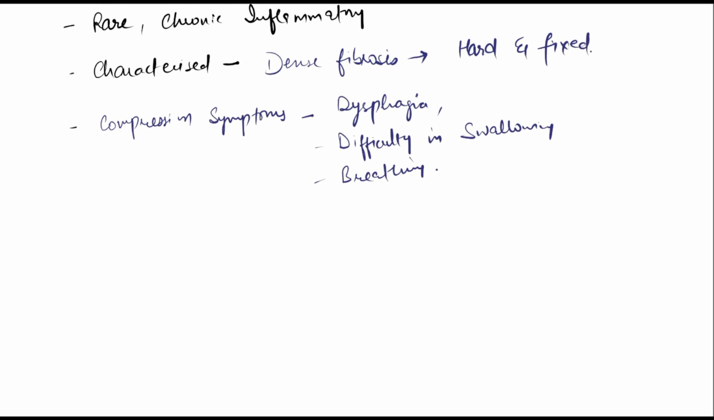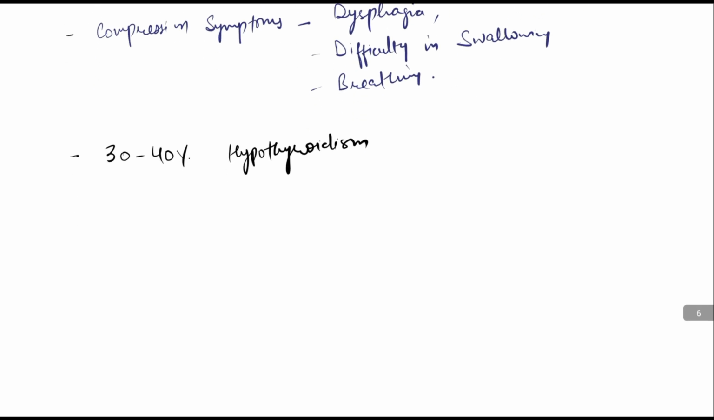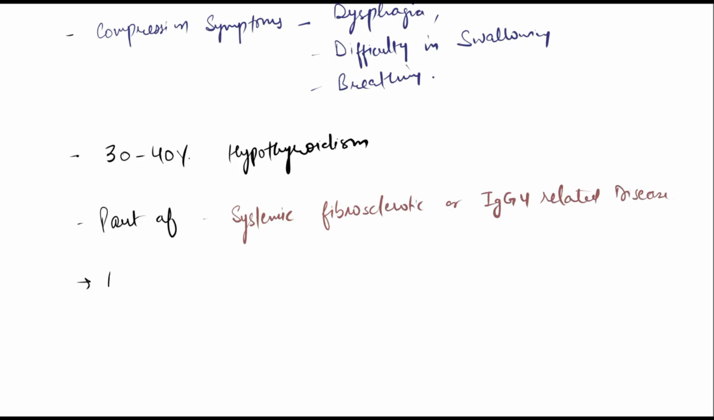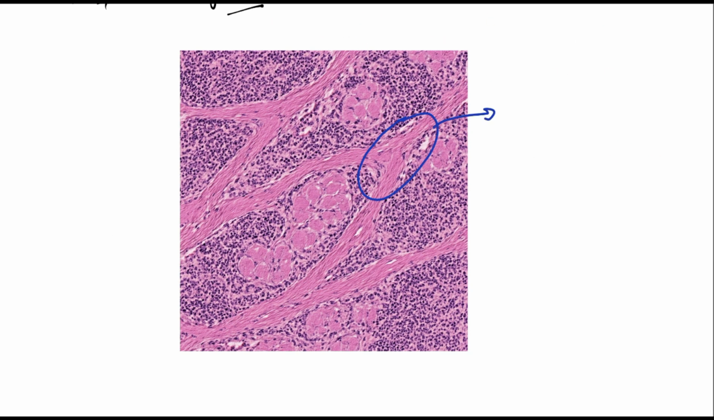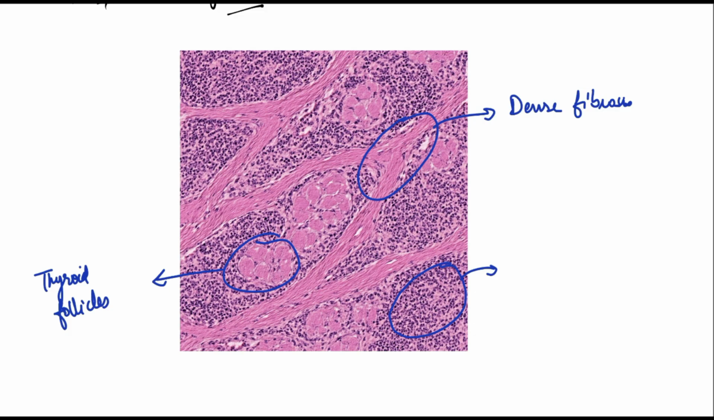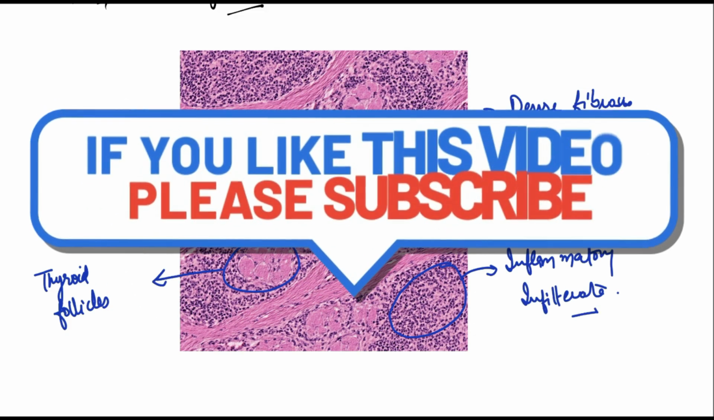Most patients are euthyroid, but 30-40% can develop hypothyroidism due to the fibrotic structure of the gland. This condition is considered a part of systemic fibrosclerotic or IgG4 related disease. Diagnosis is confirmed histologically. On histology, what we see is extensive dense fibrosis. Thyroid follicles are markedly reduced or atrophied, with a chronic inflammatory infiltrate, including lymphocytes, plasma cells, and scattered eosinophils.